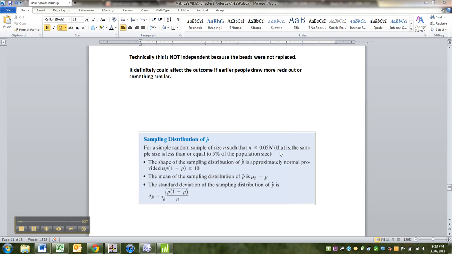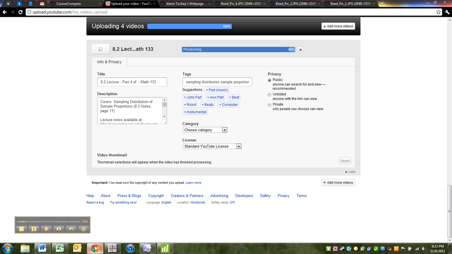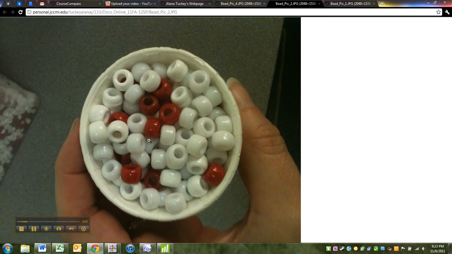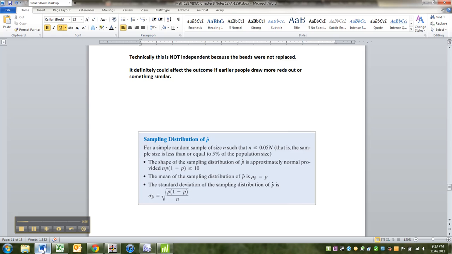All right, so let me just reiterate. This statement up here at the top, little n, which is the size of your sample, like in our example was the size of the scoop, is less than 5% of capital N. Capital N is the population size, like the number of beads in the box altogether. So capital N is how many beads there are in the box, or how many people there are in the population, excuse me. And then little n is how many beads are in your scoop, how many people you actually call up on the phone and talk to, right?